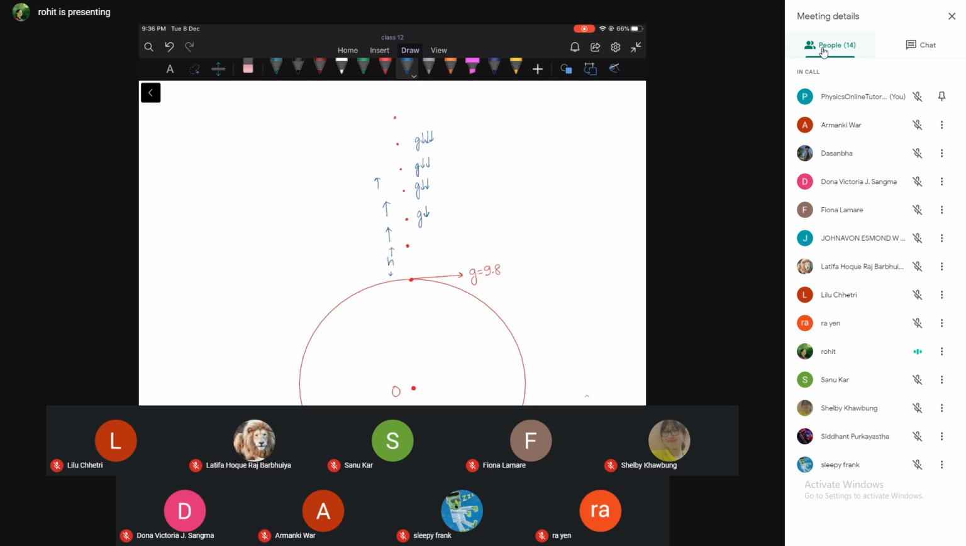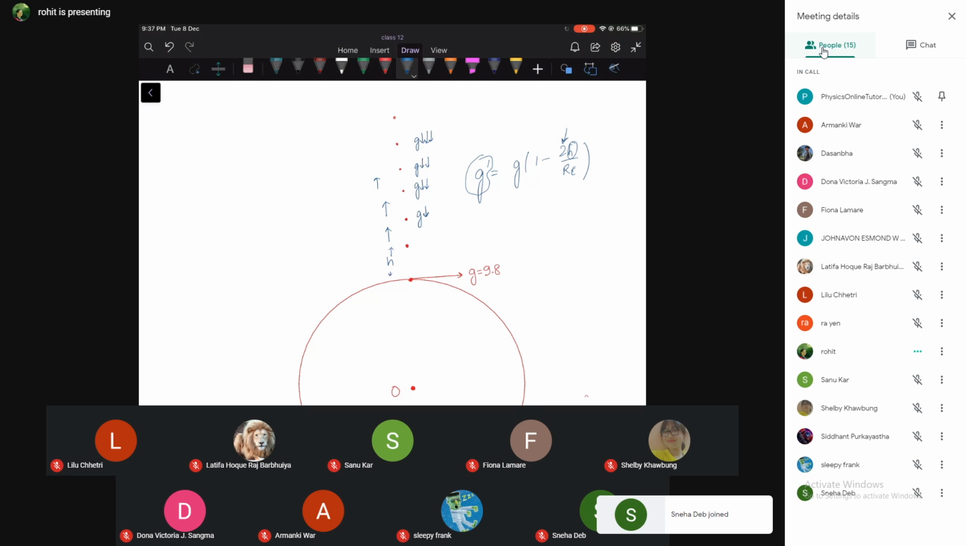Did you understand this point? Because yesterday we have derived the formula for G prime. We got G(1 − 2h/R). Because of this 2 over here, you can check, the decrease in G with height will be very fast compared to your depth, because in depth, you don't get the 2.